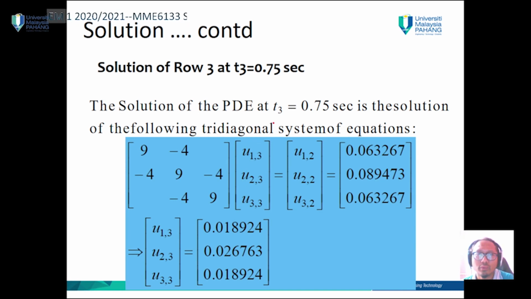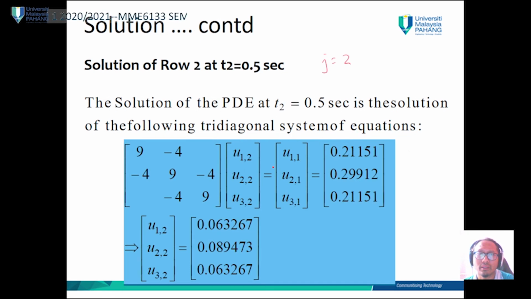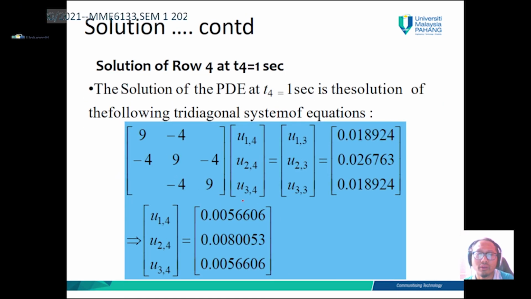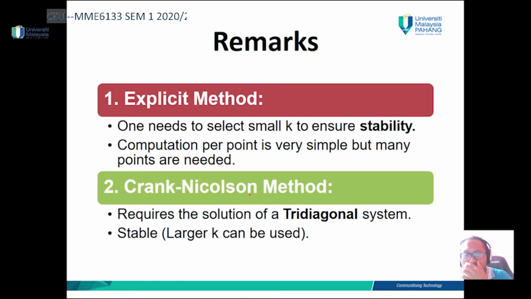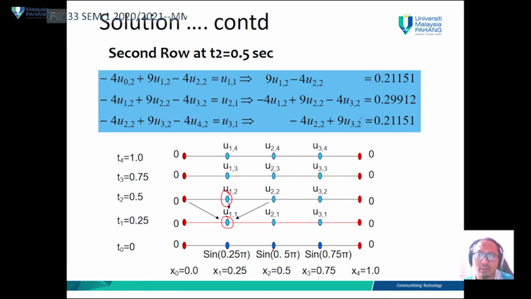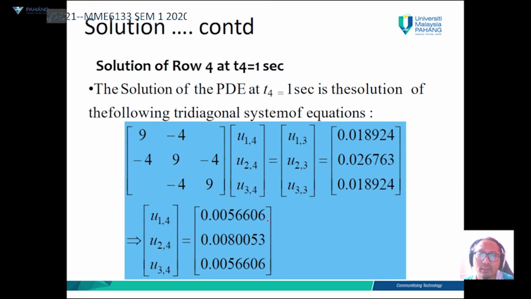Similarly, we can continue with the third row, and the fourth row, and we can proceed with the second column where x is equal to 0.5. And we can start again from t equal to 0.25, 0.5, 0.75 and so on.